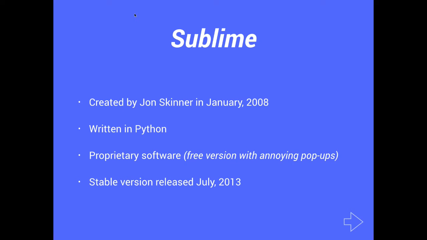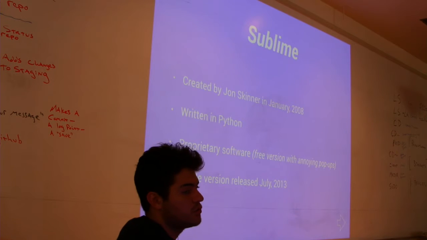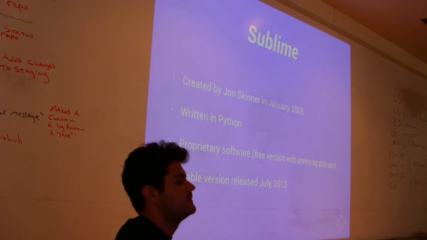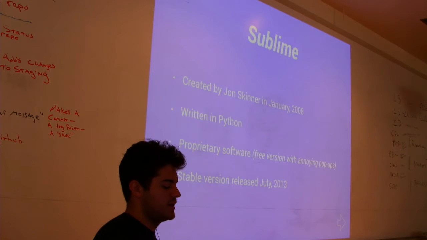Sublime was created by just one developer, John Skinner, in 2008. As I said before, it's written in Python. It is proprietary software, but they do have a free version with these annoying pop-ups, so you can use it. It's nice, but be aware that they're going to keep telling you to buy it.